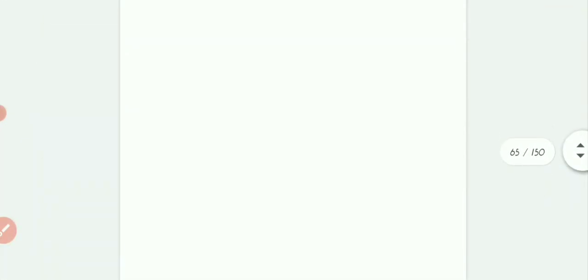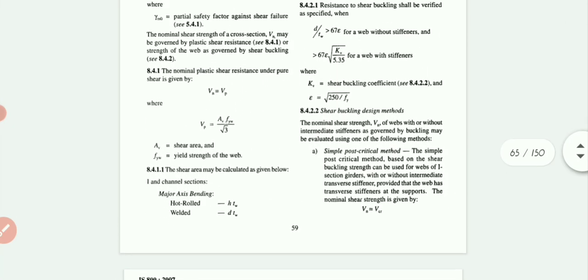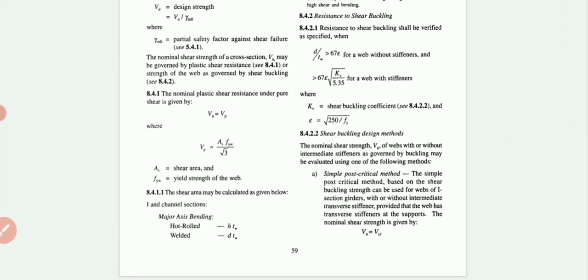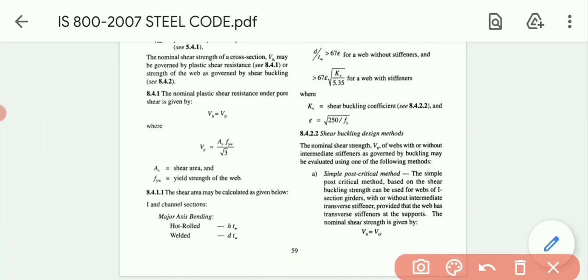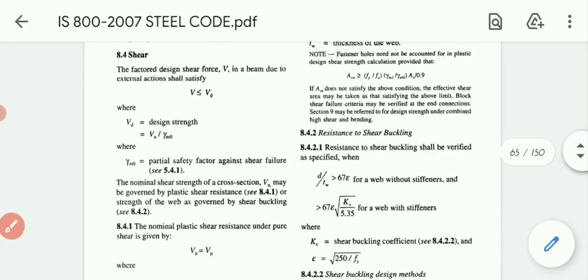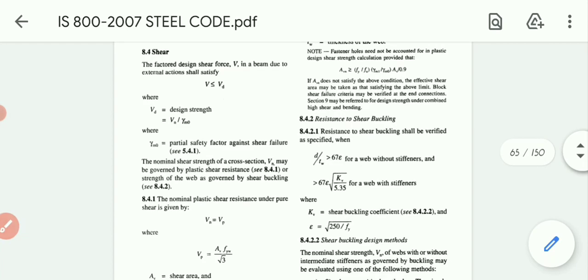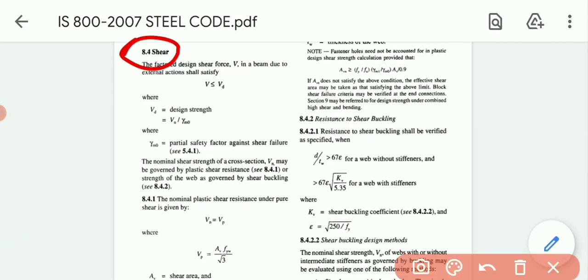Page number 59. See, page number 59. Now the clauses are given over here. Say clause number 8.4, shear. In this one we can see the shear criteria is there.